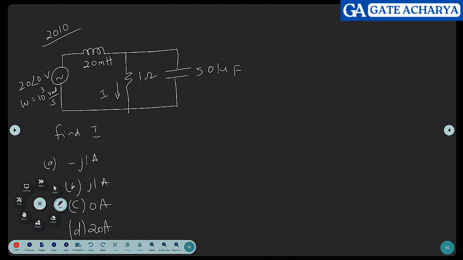Write a KCL. That's all. You will get the answer. Three branches are there. Write a KCL.